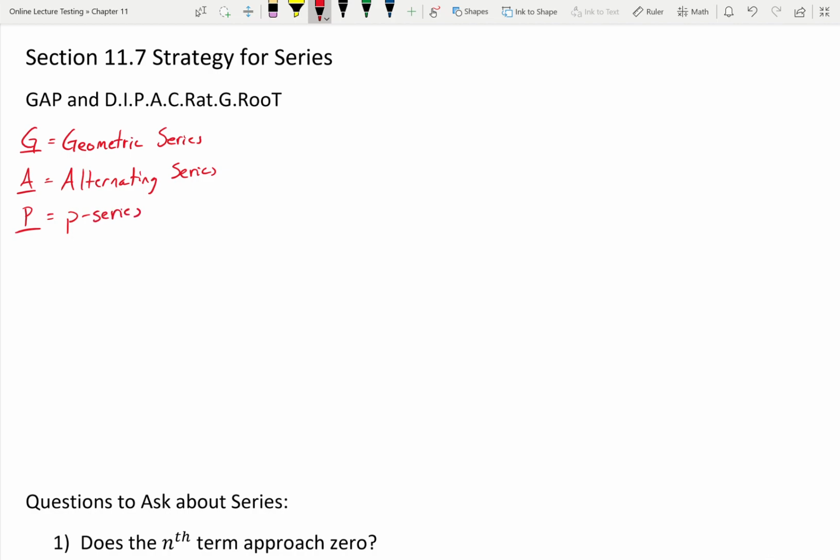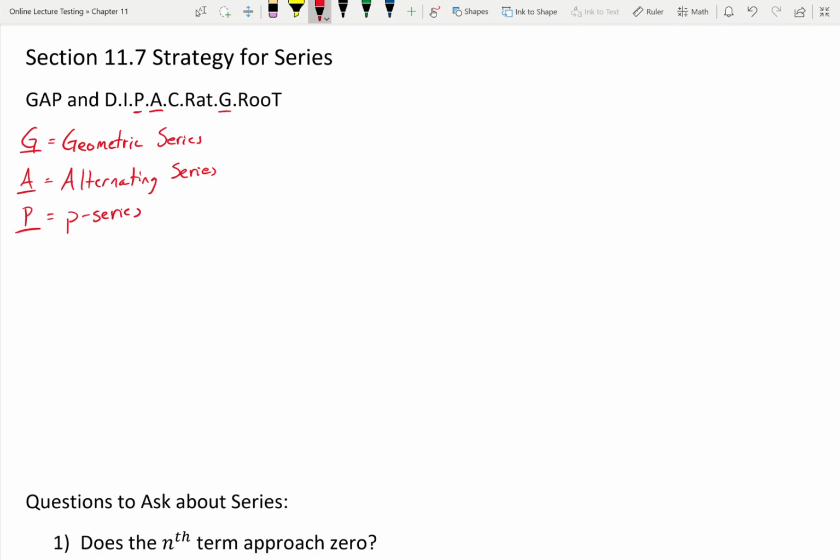All right, the reason I referred to these guys, these are the ones that we know specifically about the requirements for, or we have a specific test that goes along with it. So alternating series has very specific tests that go with it. So that's where this A, this G, and this P are coming from: GAP, which is geometric, alternating, and P series. All right, the rest, so let's go through it, and here's how I read it: D-I-C-RAT-Groot. I like to say Groot just because I'm a Marvel fan for that part, so you get that piece in there.